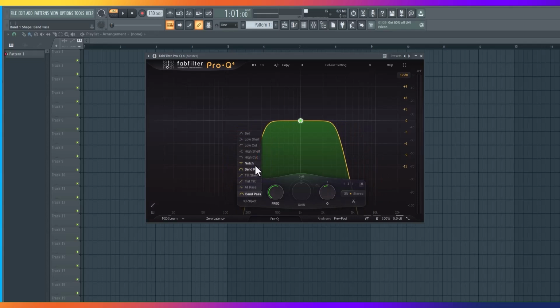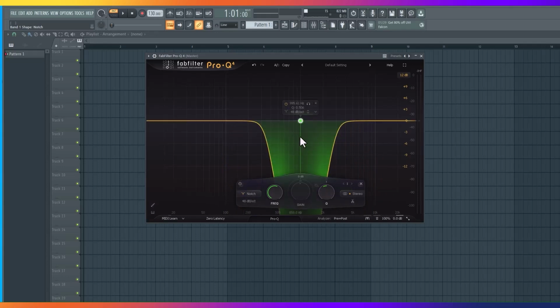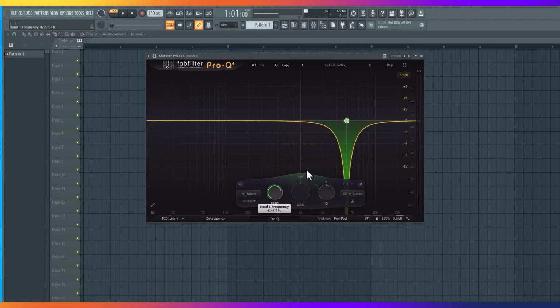Okay, so let's talk about the notch, where the notch only deals with reduction. So let's say I reduce it, and probably I want to bring it to here. This is what we call the notch filter. This filter is only to remove. It's more of a surgical EQ where you want to take something off.